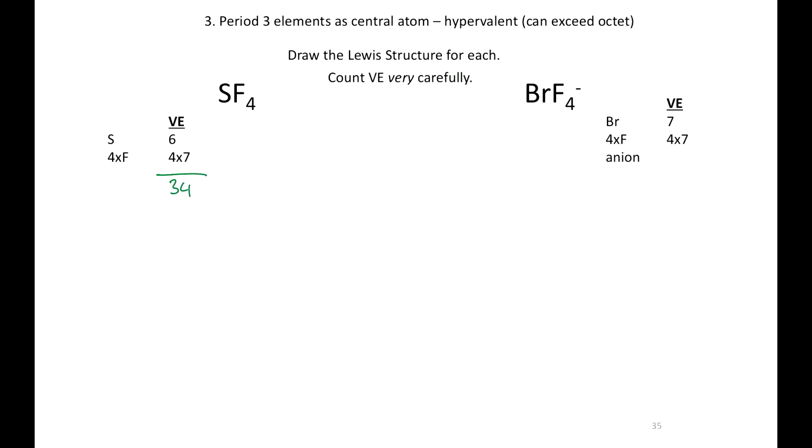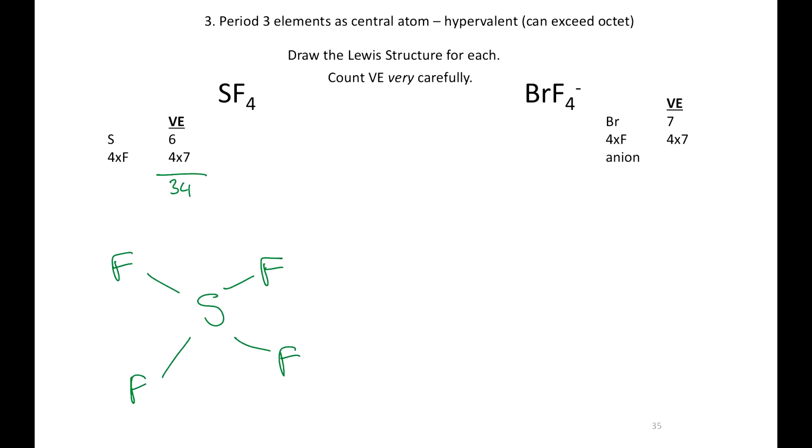And we're going to follow the same rules, okay? We're just going to count very, very carefully, all right? So we have sulfur in the middle, and then we have 4 fluorine atoms, 1, 2, 3, 4. Right? But with those chemical bonds, I've drawn 8 so far. So we got to count very, very carefully.